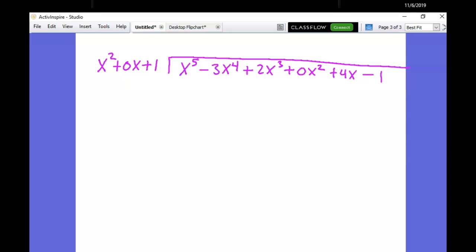The first step is to figure out how many times does this go into this, and you guys are going to put your answer right here. So pause the video and see if you can figure that out. All right, so x squared goes into x to the fifth, x cubed times. The next thing you're going to do is you're going to multiply that number times all three of these, and then you're going to put your answer there underneath the first three terms. So go ahead and do that. Pause the video.